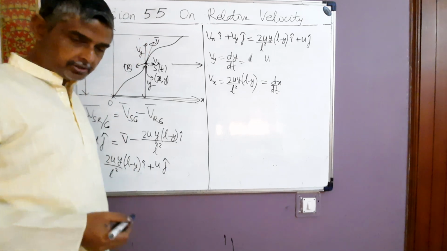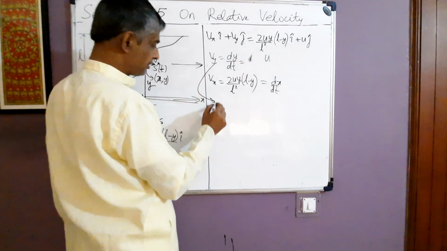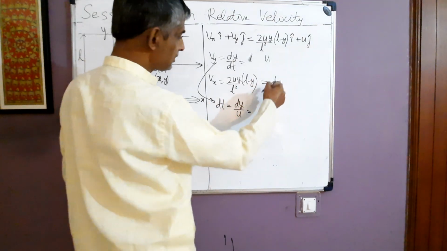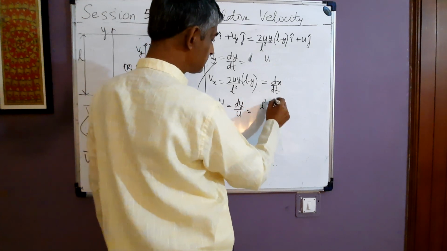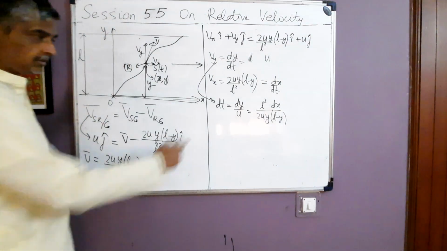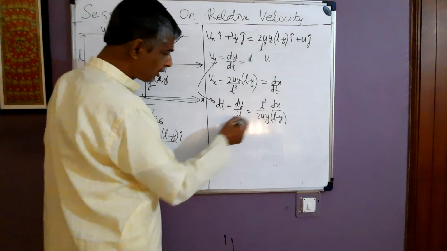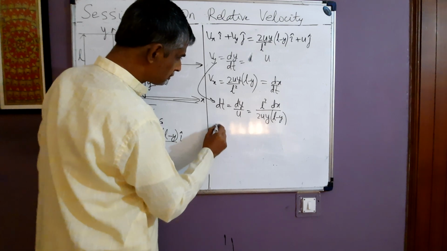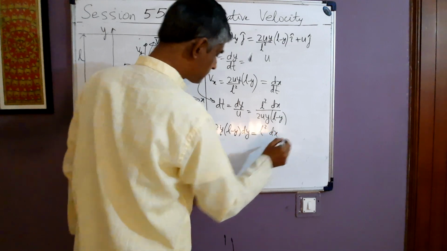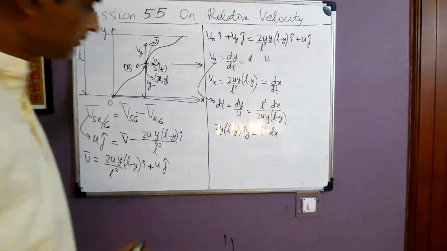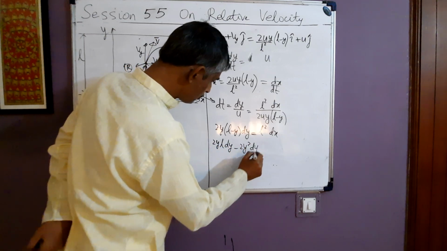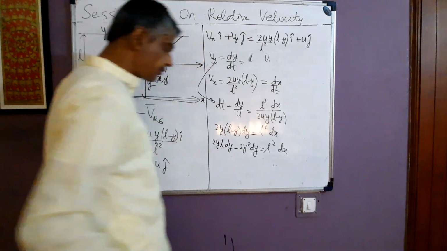Now we have to find the relation between x and y, that is the Cartesian equation of the trajectory of the swimmer. From the first equation, dt is equal to dy by u, and from the second equation, dt is equal to L square dx by 2uy into (L minus y). These two are the same, so u and u cancel out, and it becomes 2y (L minus y) dy equals L square dx. So this becomes 2yL dy minus 2y square dy is equal to L square dx.